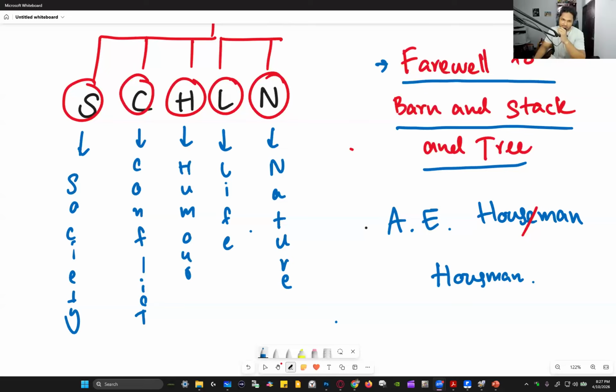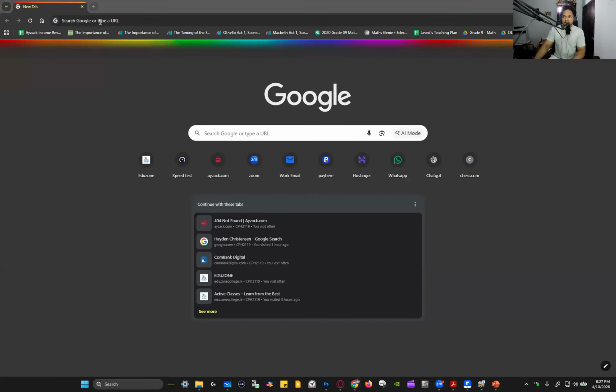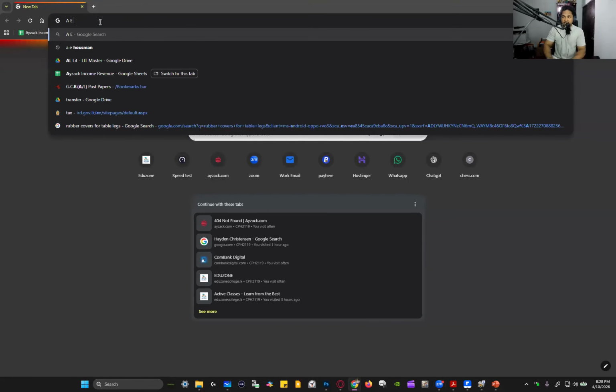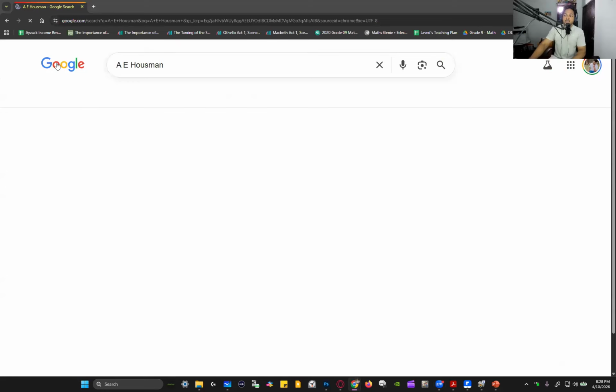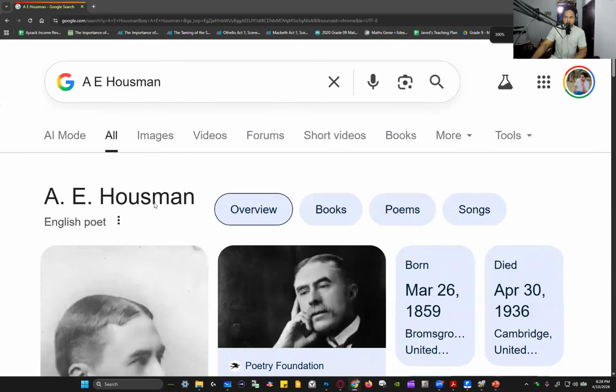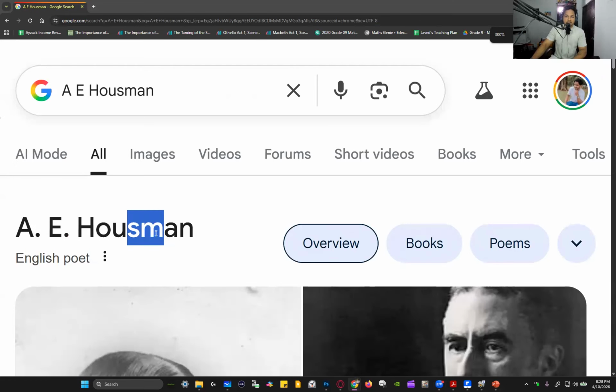It doesn't matter how you remember the story. Spell his name properly. In your textbook, his name is spelled incorrectly. There is a typo. A-E-H-O-U-S-M-A-N. There is no E. Look carefully. If you write Housman with an E, will you be given marks in the exam? Absolutely not. You have to spell his name properly.